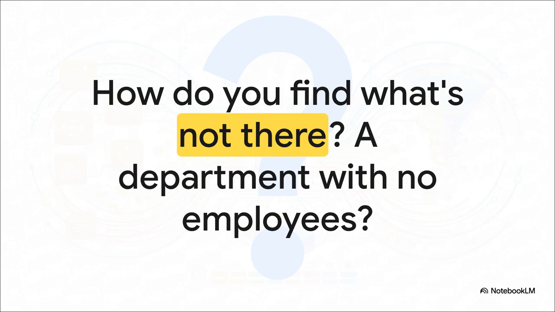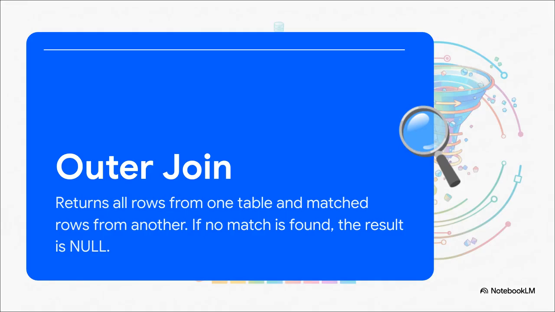Let's say you have a table of departments and a table of employees. How do you find the departments that have absolutely zero employees? Think about it. A standard inner join is never going to show you that because it's only built to return rows where a department and an employee match up. The secret ingredient for this recipe is the outer join.